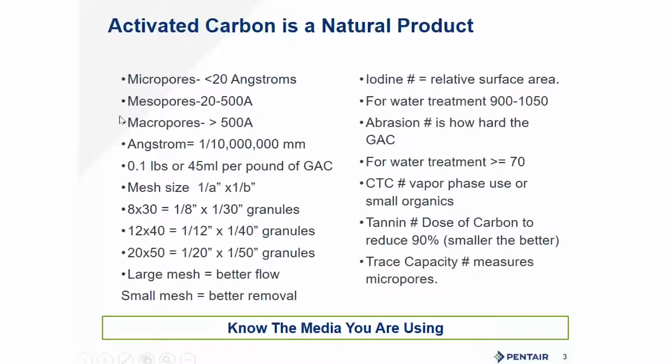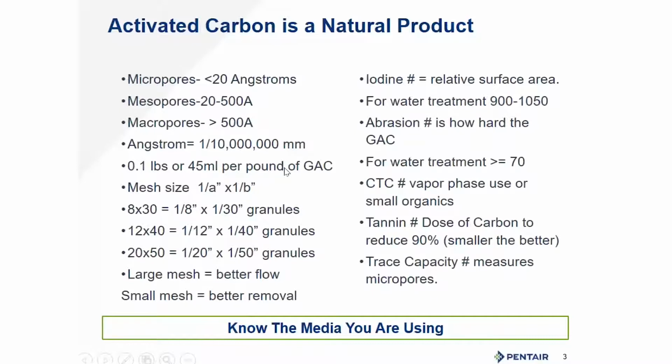You have micropores, mesopores, and macropores: small, medium, and large pores in activated carbon. These do different removal processes because we're talking less than 20 angstroms in the micropores, less than 500 in the mesopores. An angstrom is 1/10,000,000th of a millimeter. That's incredibly tiny, so you're literally talking molecular scale here, in the size of pores that things can fit in. Activated carbon as a whole, volumetrically, can remove 0.1 pounds or 45 milliliters of a contaminant per pound of GAC for adsorption. Just a general guideline.